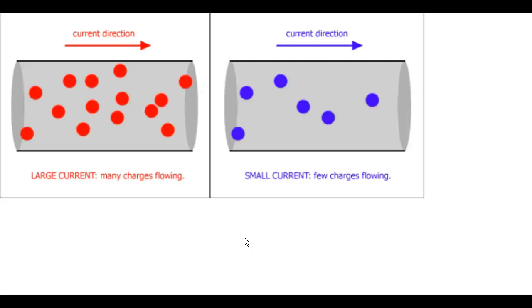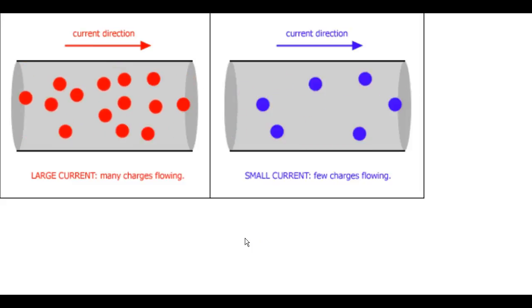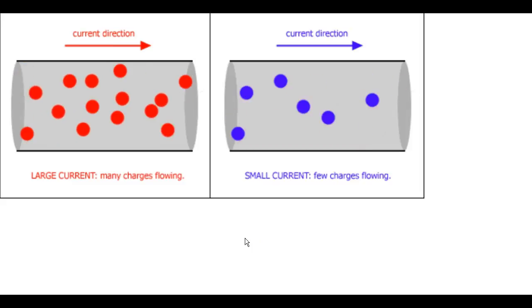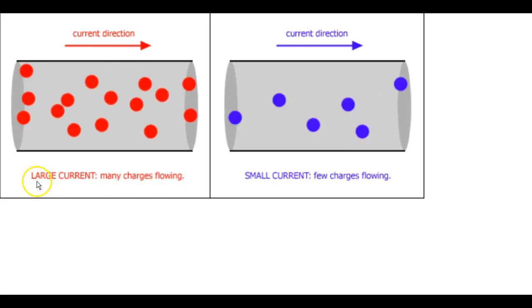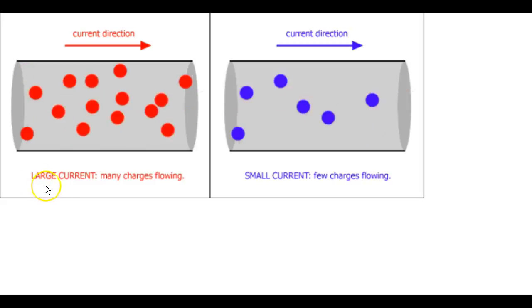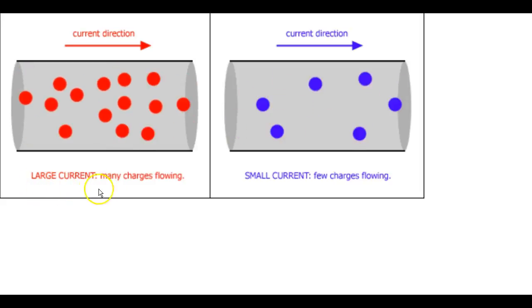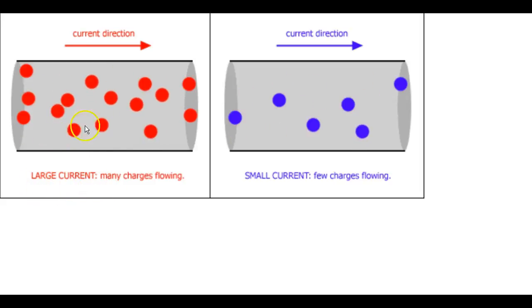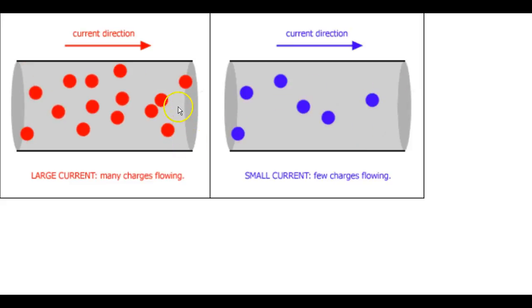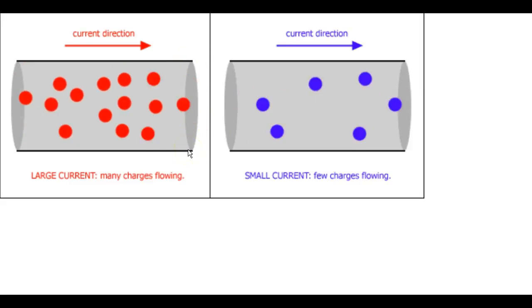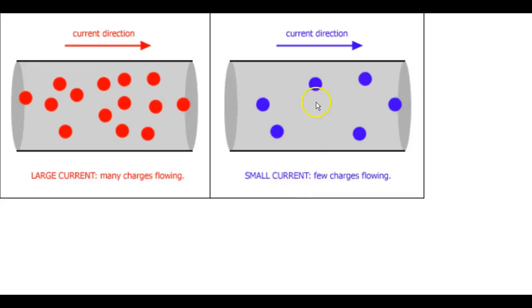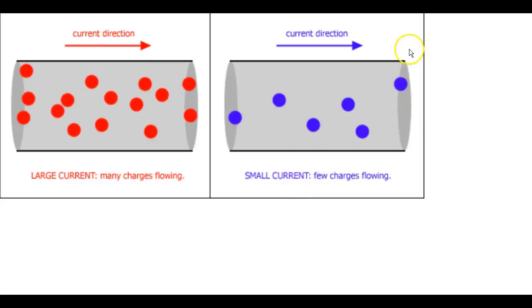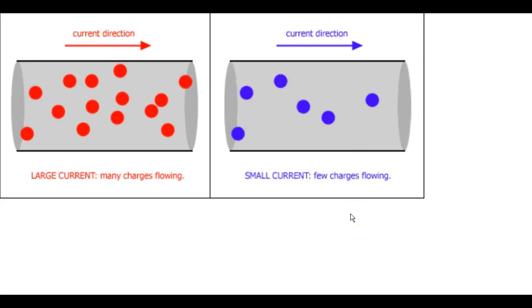So I found this animation that I think explains the differences between currents of different sizes pretty well. The difference is that a circuit carrying a large current, you would see far more charges passing through a certain point in that wire compared to a circuit carrying a smaller current, right? Fewer electric charges moving through. And so that's really just what current is.